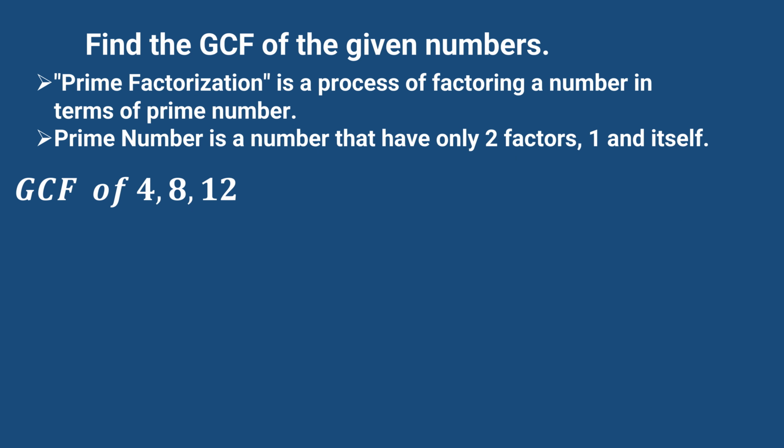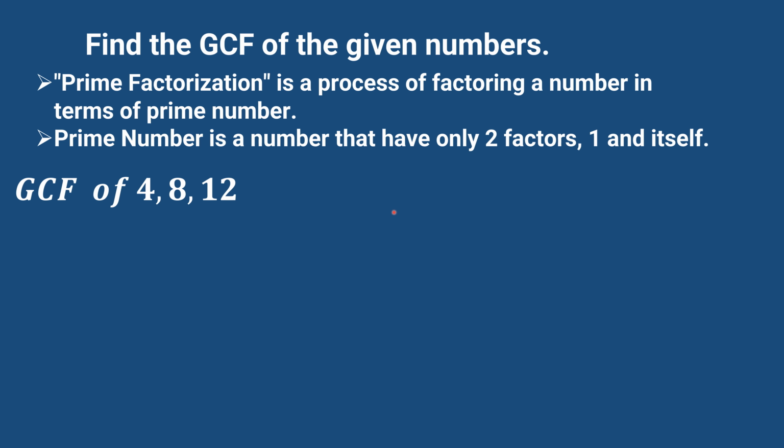We are to find the GCF of 4, 8, and 12. This time there are three numbers already. Before that, we are going to recall the so-called prime factorization. What do we mean by prime factorization? Prime factorization is a process of factoring a number in terms of prime numbers. But what is a prime number? A prime number is a number that has only two factors, only one and itself.